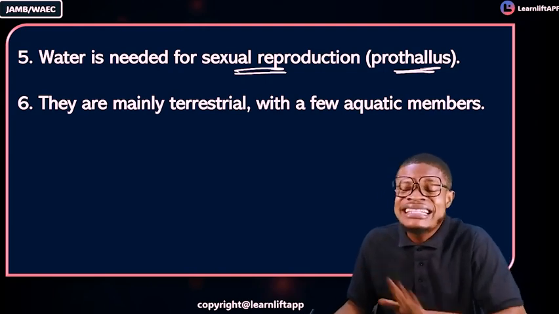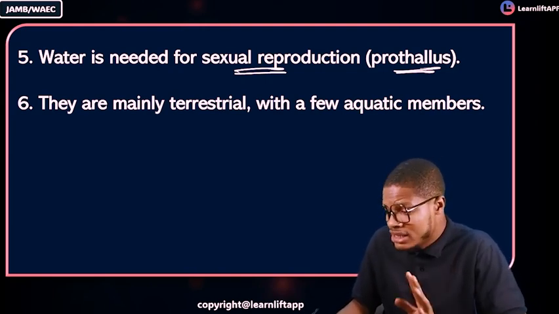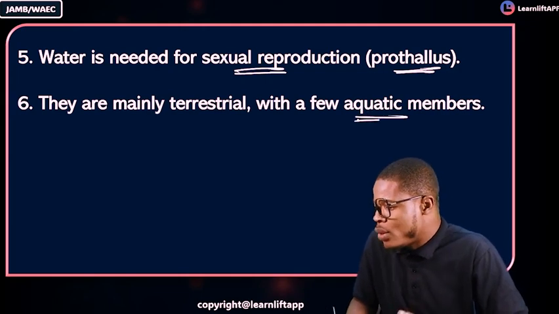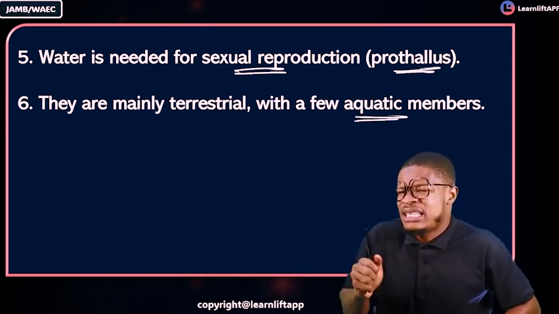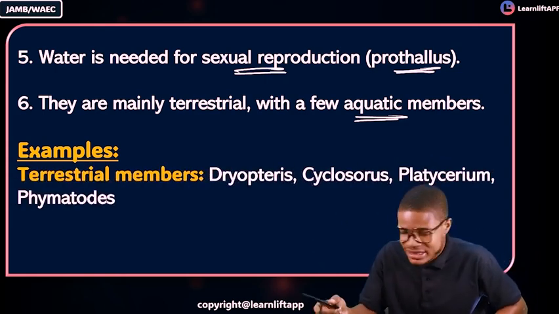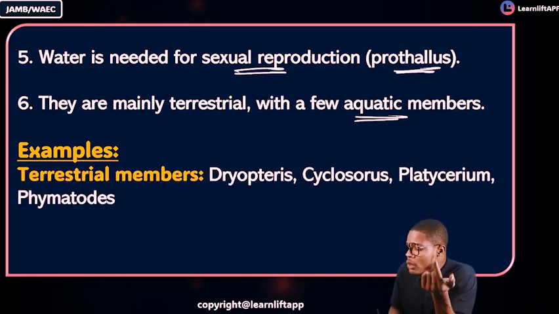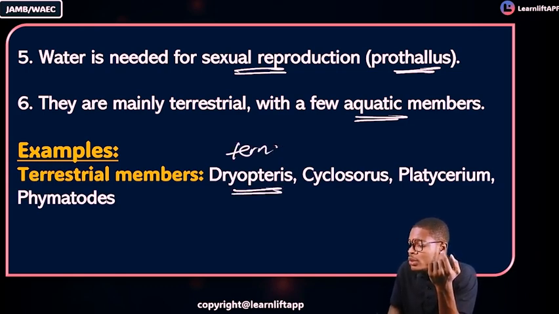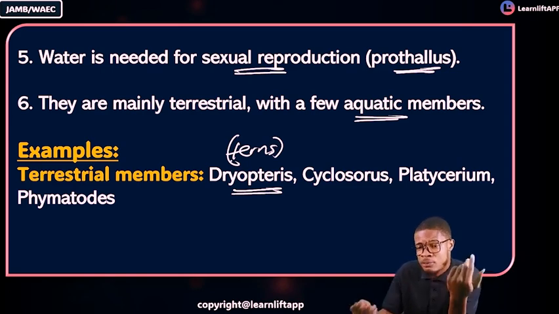And don't forget this, that they are mainly terrestrial, right? They are mainly terrestrial, but a few of them are aquatic members. I know you now ask which one is terrestrial, which one is aquatic. Don't forget this. The examples of those that are terrestrial, the terrestrial members. Number one is your Dryopteris, and your Dryopteris are the ones we call your ferns majorly, because they are the most popular.